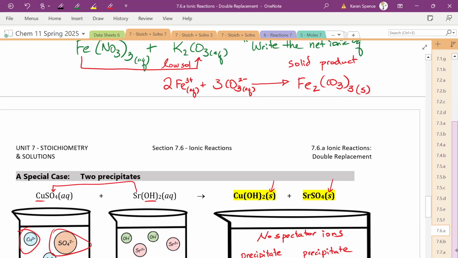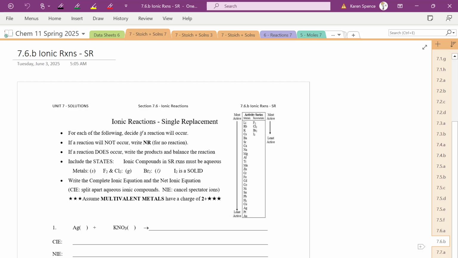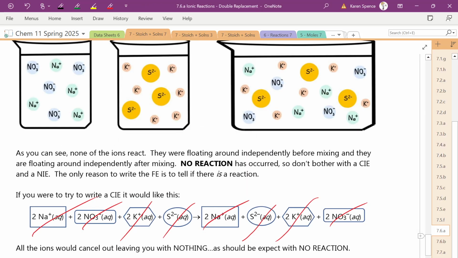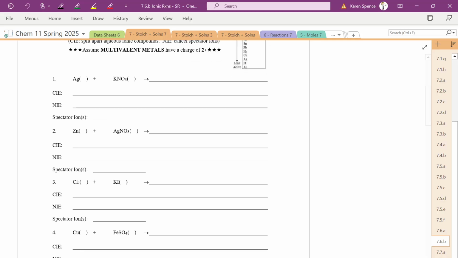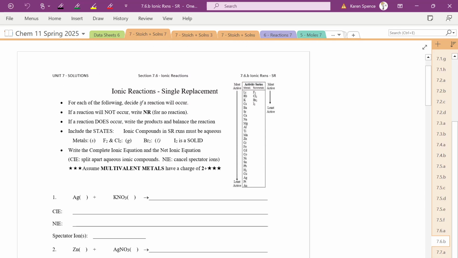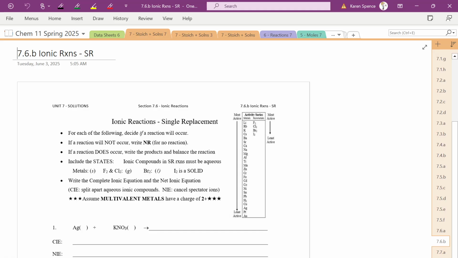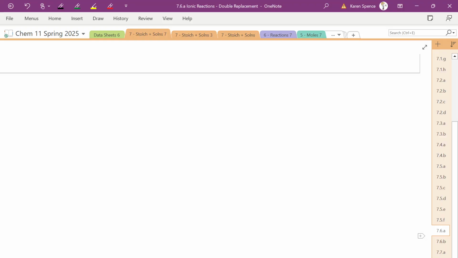So what you can do now is, no, we don't want to do 7.6b. What happened here? Where are the questions? You guys must have pages 105 and 106. Yes? I don't, but that's okay. You can do pages 105, 106.